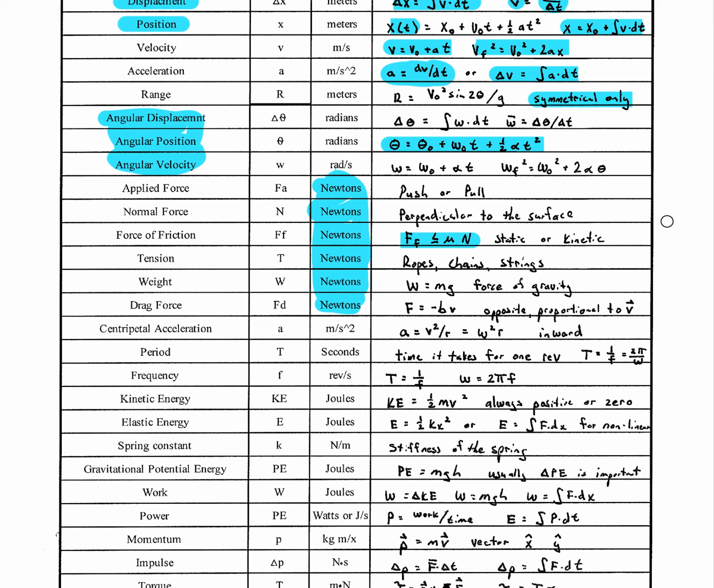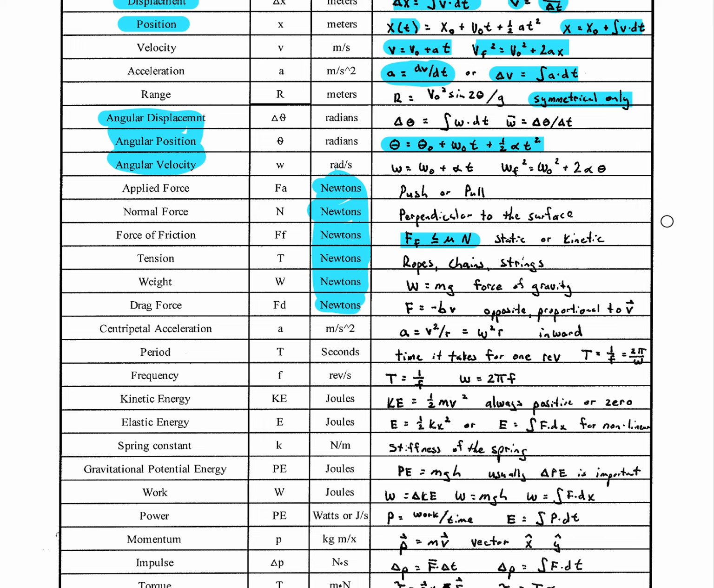Tension, you use capital T, and it's just the force that a rope or a chain or a string causes on typically a box. The weight is capital W. The weight is just mg, unless you're doing big boy satellites, and then it's different. But for roller coasters and such, the weight is just equal to mg. I always just put mg, but sometimes people put capital W.